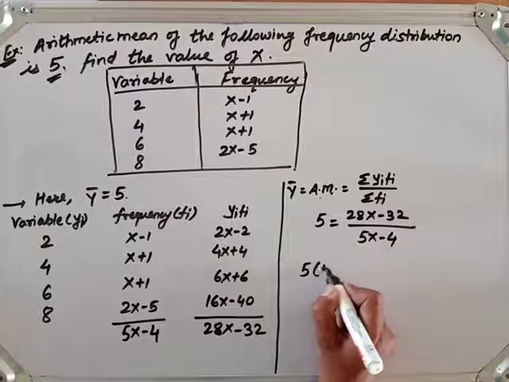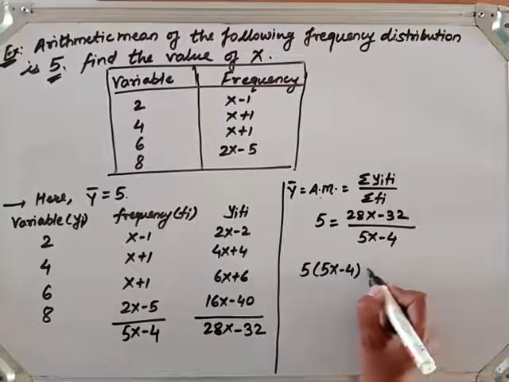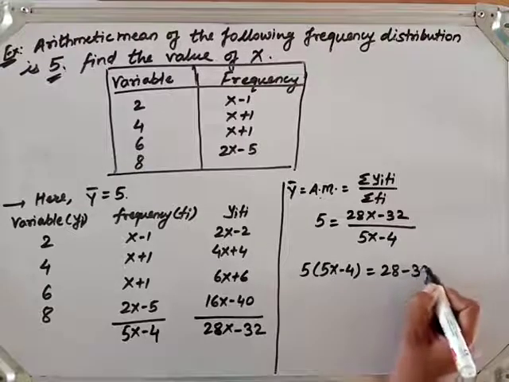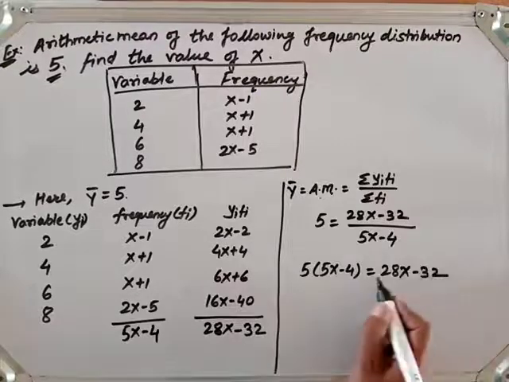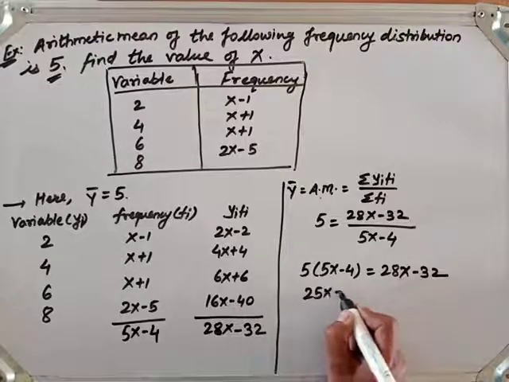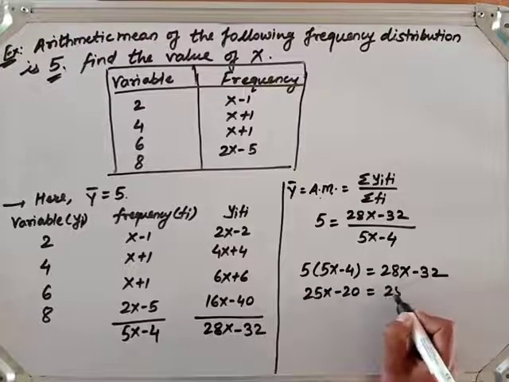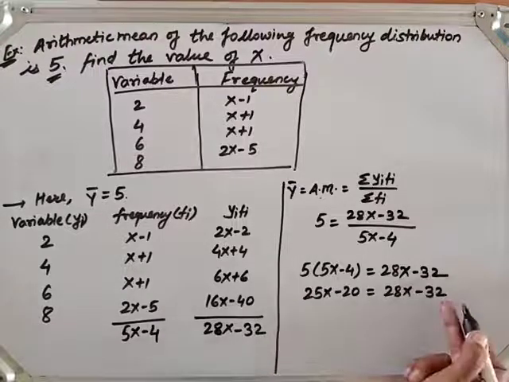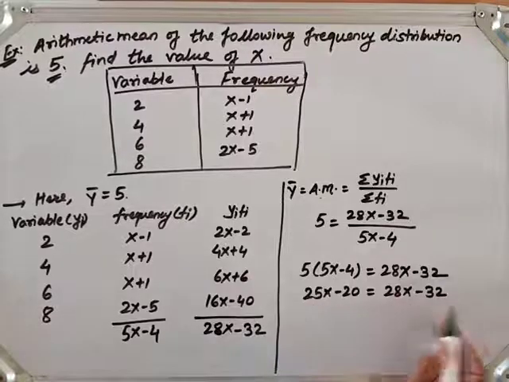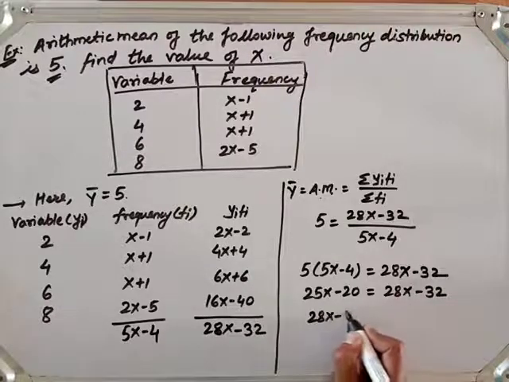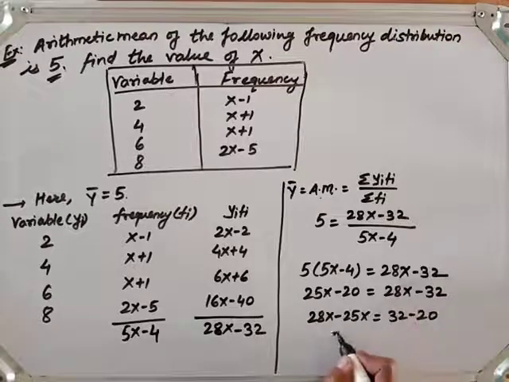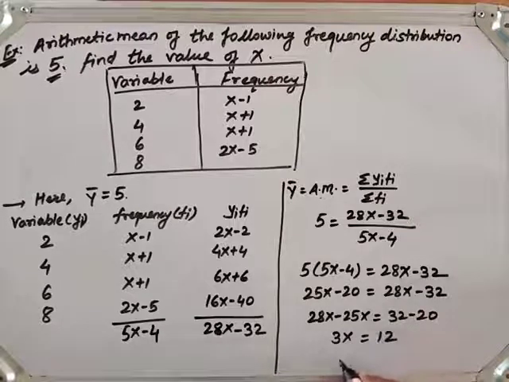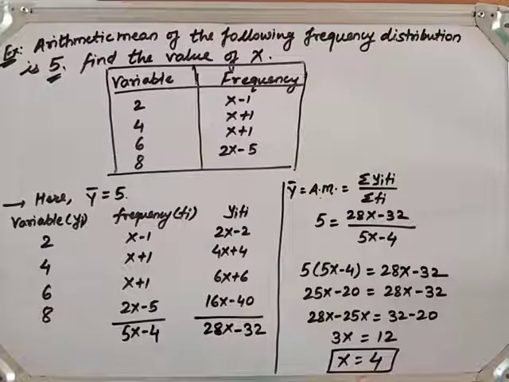So 5 into 5x minus 4 equals 28x minus 32. So 25x minus 20 equals 28x minus 32. It becomes 28x minus 25x equals 32 minus 20. So 3x is equal to 12. So x is equal to 4.